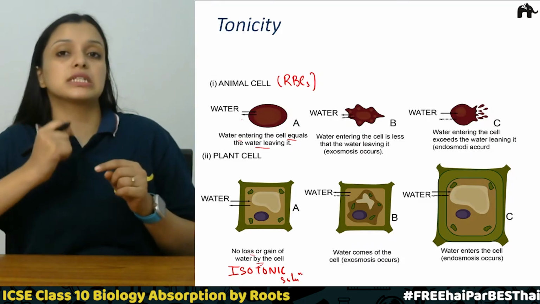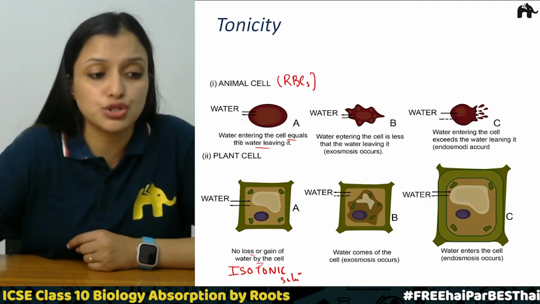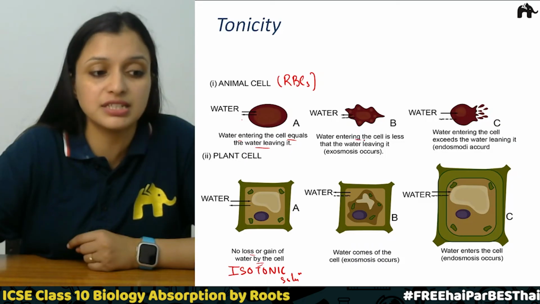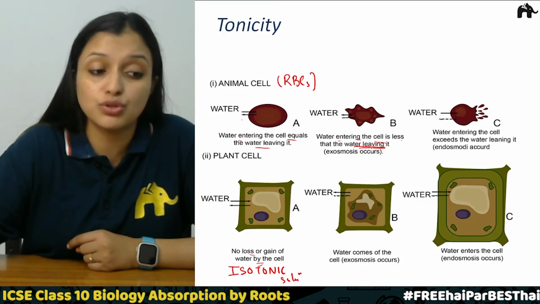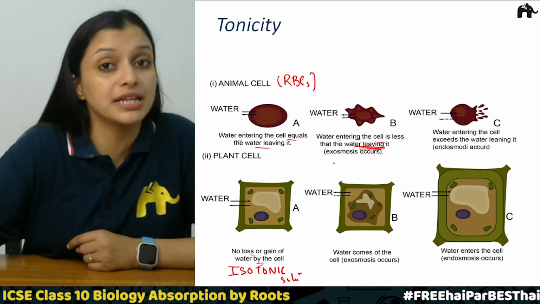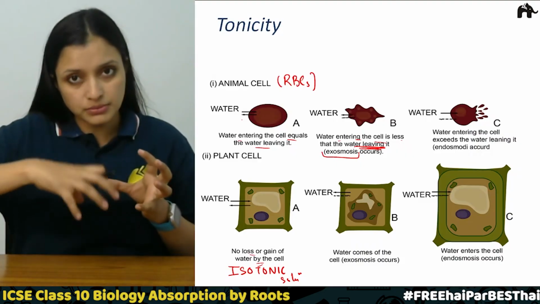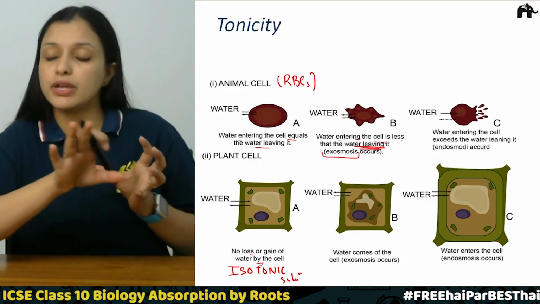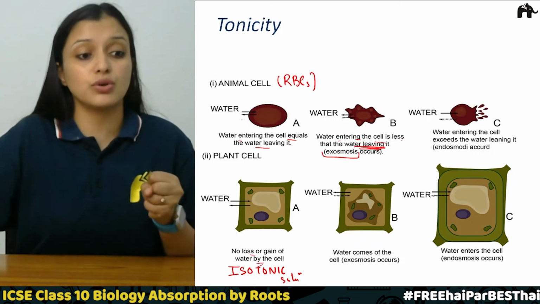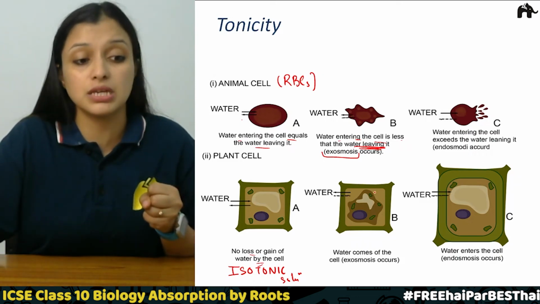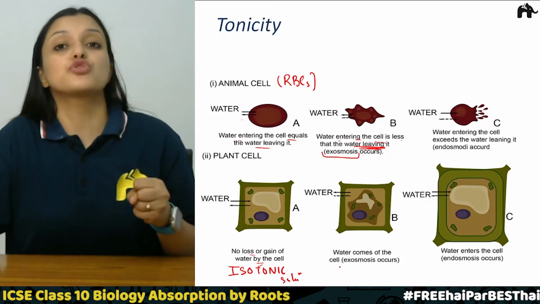Now the next one is a cell placed in a solution where water is leaving the cell. So water entering the cell is less as compared to the water leaving the cell. So what is happening? Exoosmosis, which means water from inside the cell is going to the surrounding medium. So the cell is shrinking. In both the cases we can see the cell shrinking. So what kind of solution is this?